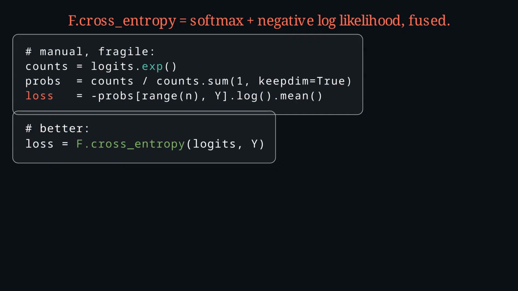It subtracts the max logit first to avoid the exponentials overflowing. And it has a simpler, faster backward pass. Always prefer it over rolling your own softmax.